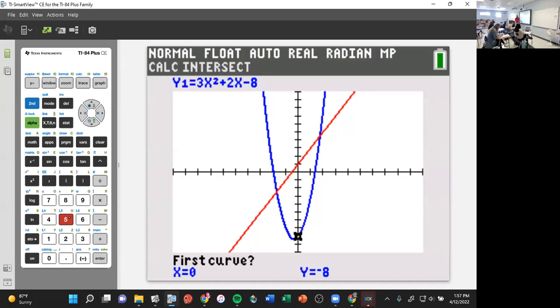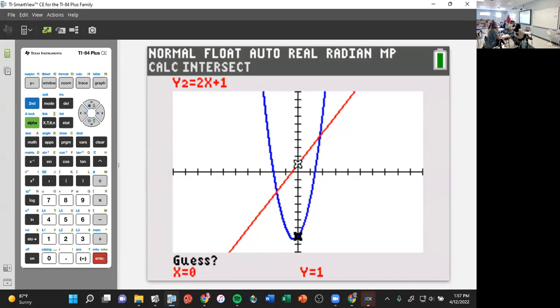The first question is the first curve. Guys, it calls any graph a curve, even if it's a line. So the first curve was y1, correct? And you'll notice your cursor is on one of the functions. I'm going to press enter. Second question is second curve. It automatically goes to the other one. Is that my other equation? Yes. Third question is guess.